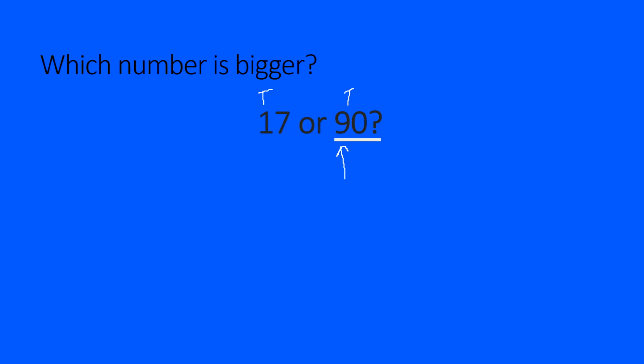Because we already know this, we already know that 90 will be the bigger number without looking at the units column. It's important that you look at the column on the left first. That is how you order numbers, whether it's whole numbers or decimals.